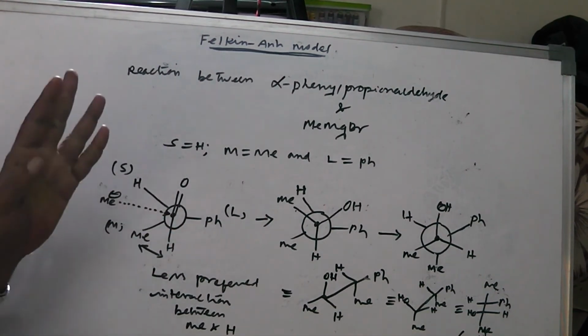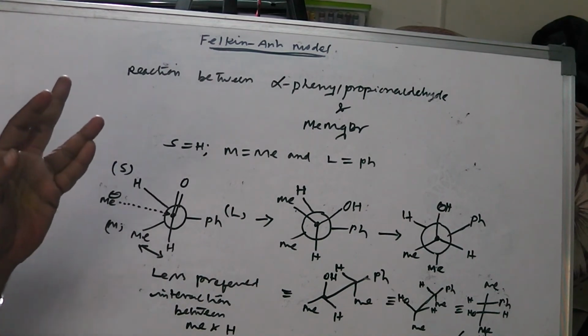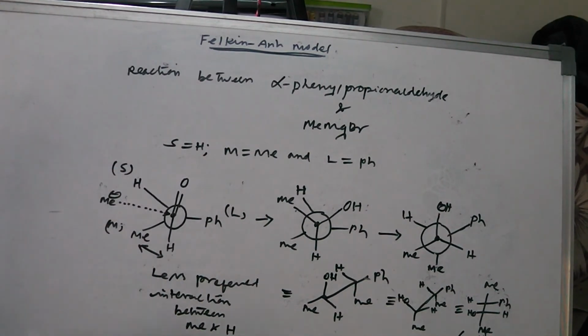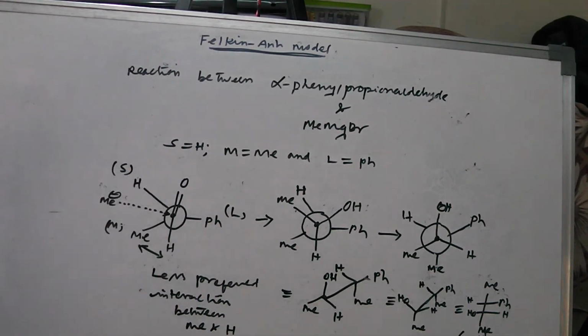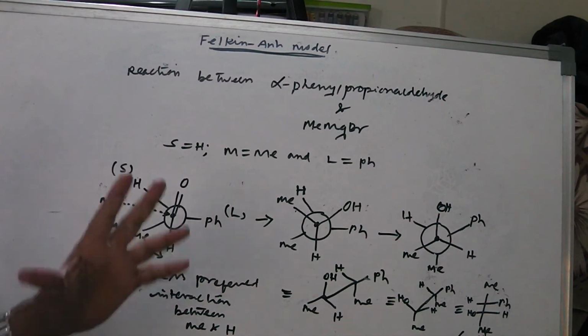It is actually the stereochemistry that is predicted in Cram's model. The same will be predicted here through the Felkin-Anh model, but the models are different, and this is one of the preferred models. That's all about the Felkin-Anh model.